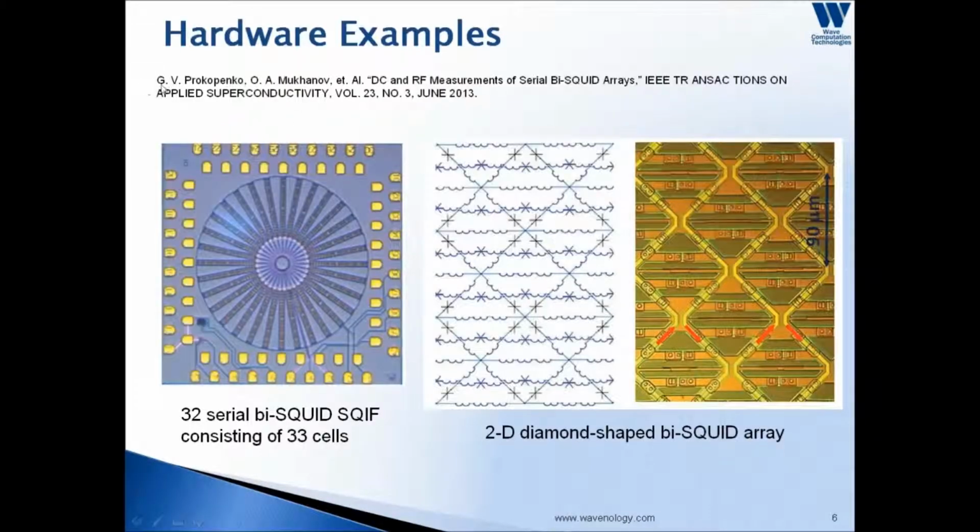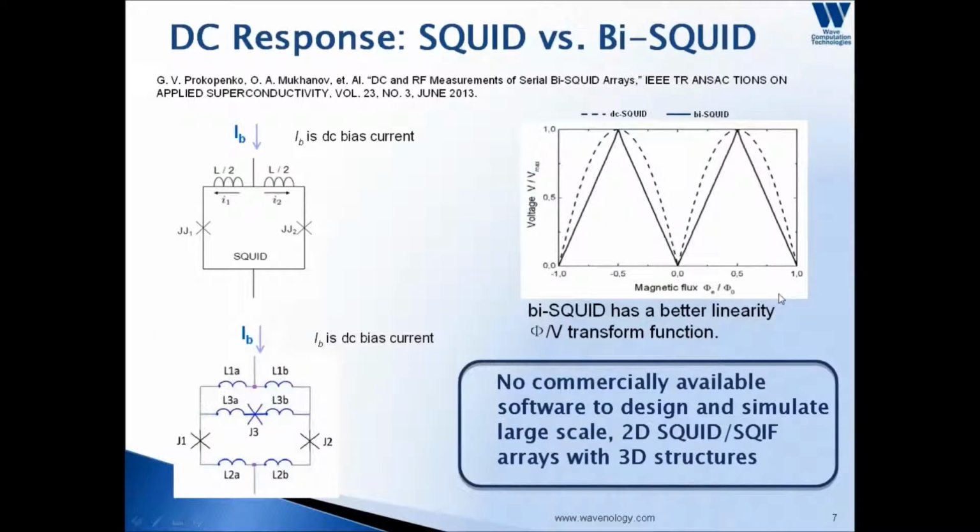On this page, we reference the hardware example from this IEEE transaction paper. You can see that the squid has already reached a stage where it can be made in the laboratory. For example, this is a 32 serial bi-squid model with 32 cells. And this is a diamond shape with bi-squid as well, a bi-squid array. It's in 2D. This kind of research already has the theoretical model, and also the ability to manufacture it with the superconducting materials available.